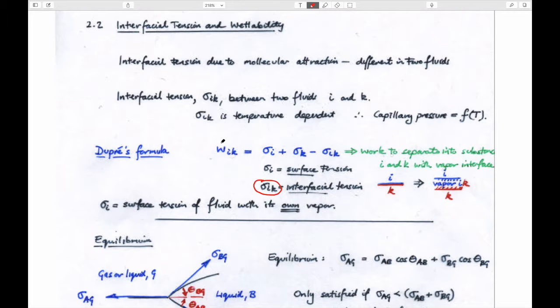And we can define Dupre's formula, which says how much work you have to apply to pull together two fluids and separate them into two separate fluids with the combined vapor interfacial tension between them. If you take two fluids and pull them apart, the work that you have to do is defined in terms of the surface tension of each of those fluids, each with its own vapor above it, and the interfacial tension between those two fluids. In other words, the tension between water and oil, if they were in contact when you pull them apart.